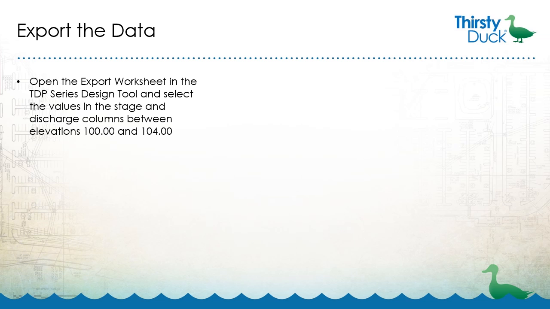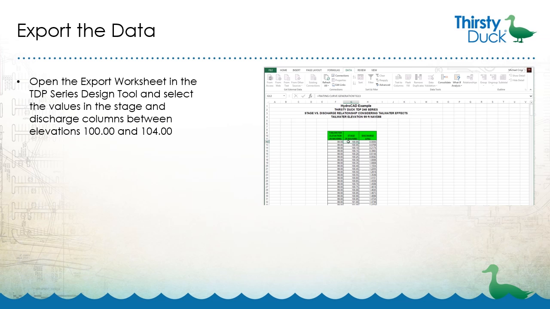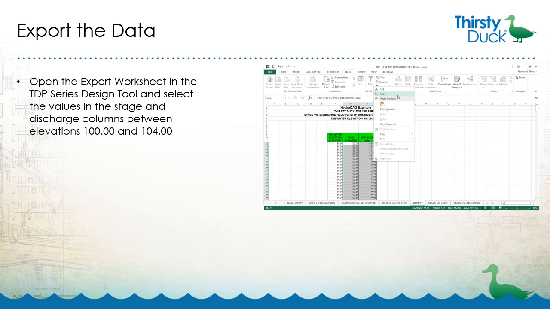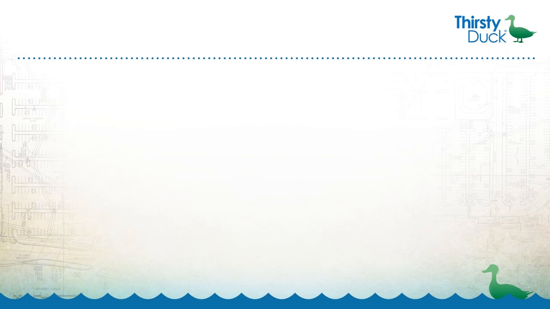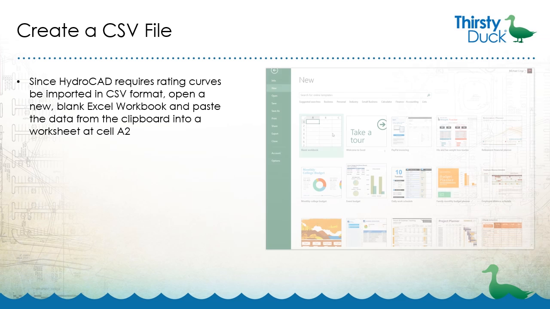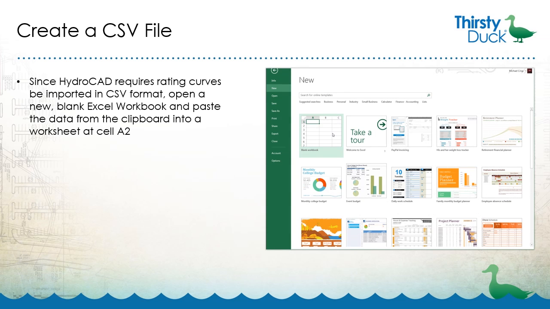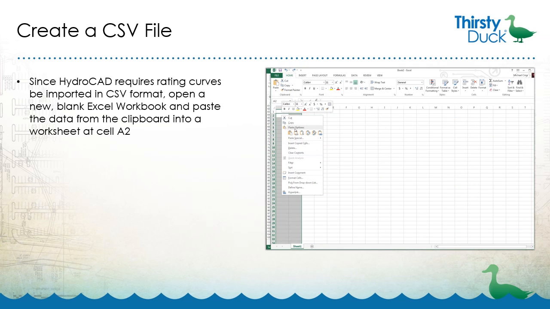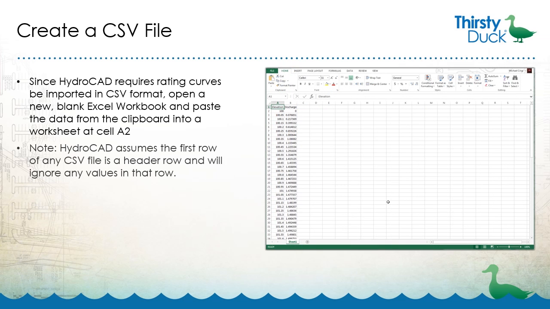Open the Export worksheet in the TDP series design tool and select the values in the stage and discharge columns between elevations 100.00 and 104. Right-click and copy the data to the clipboard. Since HydroCAD requires rating curves be imported in CSV format, open a new blank Excel workbook and paste the data from the clipboard into a worksheet at cell A2. HydroCAD assumes the first row of any CSV file is a header row and will ignore any values in that row. Save the workbook as a CSV type file.